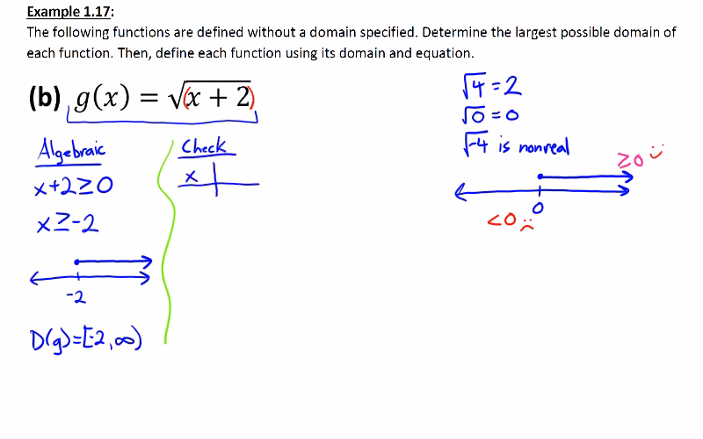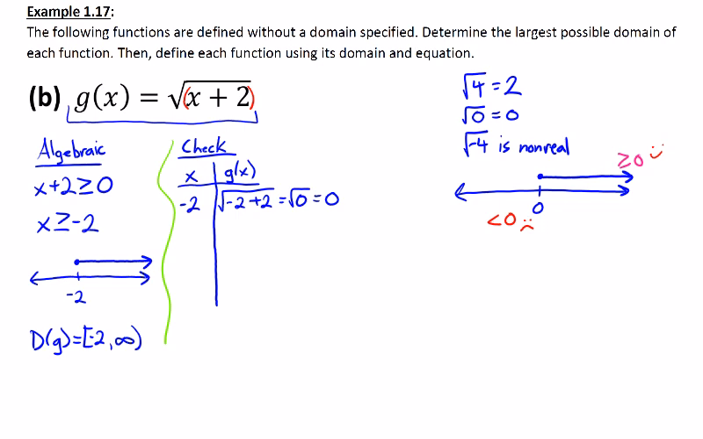We have x, g of x, and the first value that I'm going to check is the boundary value, negative 2. So watch what happens. When I plug in negative 2, I'll have the square root of negative 2 plus 2, which means I end up with the square root of 0, just like I had the square root of 0 over here, and that's going to give me the answer to be 0, which is a real number. So I am expecting negative 2 to work, and this proves that it does work.